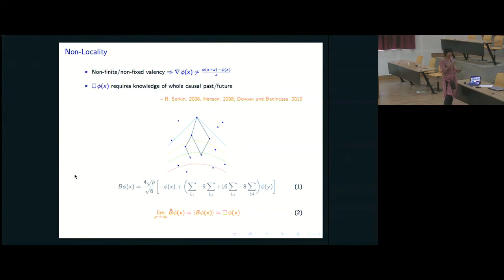Yeah, so the thing that matters is not, I mean, to construct it, you need the whole past, but eventually, when you look at the limit of infinite density, for example, you recover the local D'Alembert. But you have to have an integral operator that does it, okay?